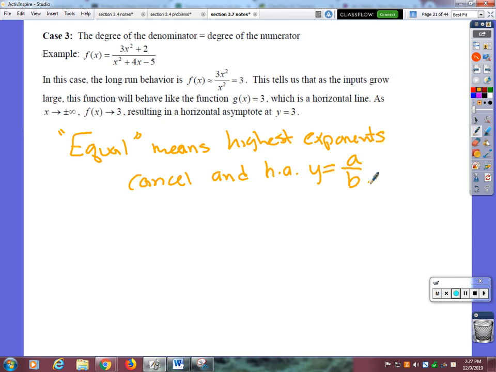Okay, this is a little bit hard to explain, but it's easy to demonstrate. If you have the highest exponent on top and bottom equal, then you can cancel those. So just like they've done here, the highest power on top is x squared, and the highest one on the bottom is also an x squared. So those x squareds would cancel, and then I would have a horizontal asymptote at y equals 3. Okay, because when the variables are gone, that's what's left. So I just write that as a over b. That doesn't really make a lot of sense, but hopefully it'll work.